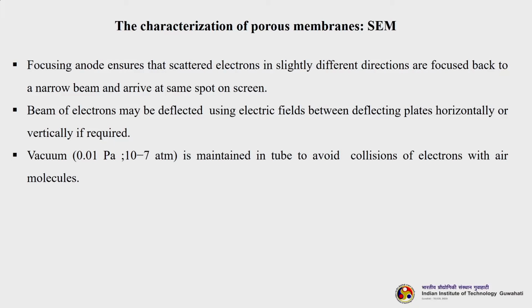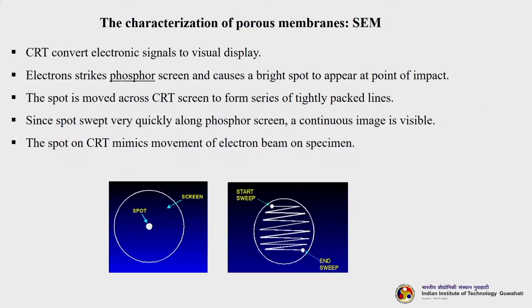So, vacuum is maintained in the tube to avoid collisions of electrons with air molecules. So, the CRT converts your electronic signals to a visual display. Okay, cathode ray tube. So, electrons strike a phosphorus screen. The screen here is a phosphorus screen, and it causes a bright spot to appear at the point of impact. So, when they are impacting, it will create a bright spot.